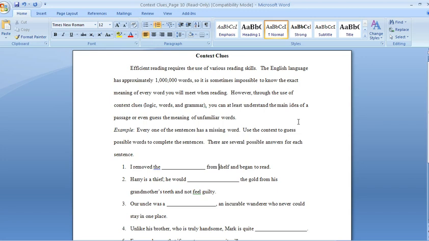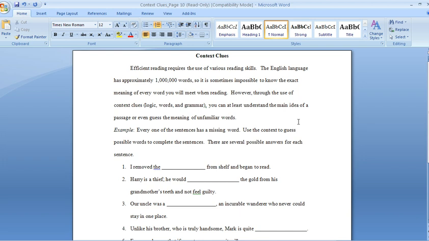This is an important skill because there are over 1 million words in the English language, and it's impossible for anyone to know all of those words. Even native English speakers, when they are reading, often come across new words that they've never seen before.